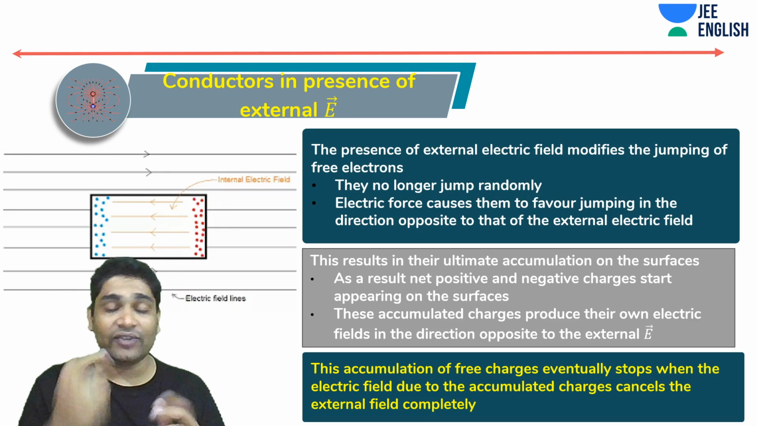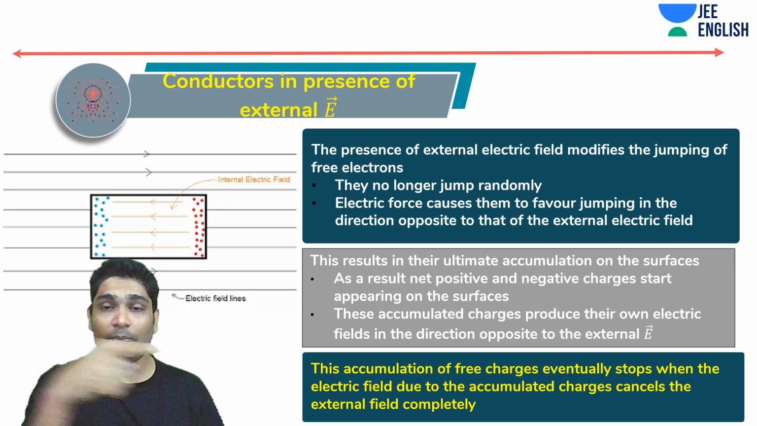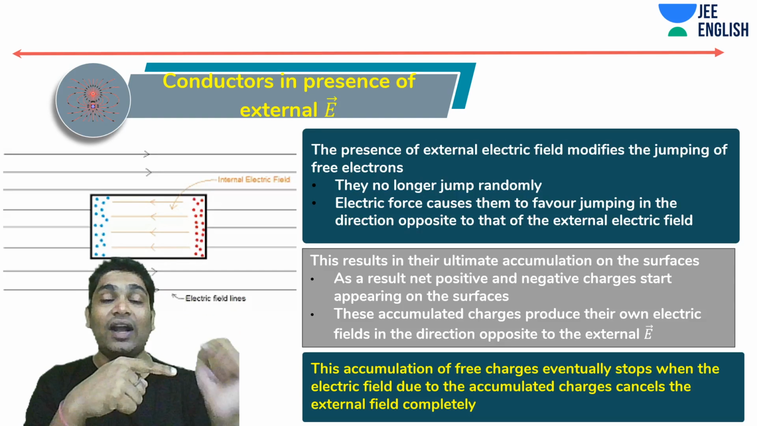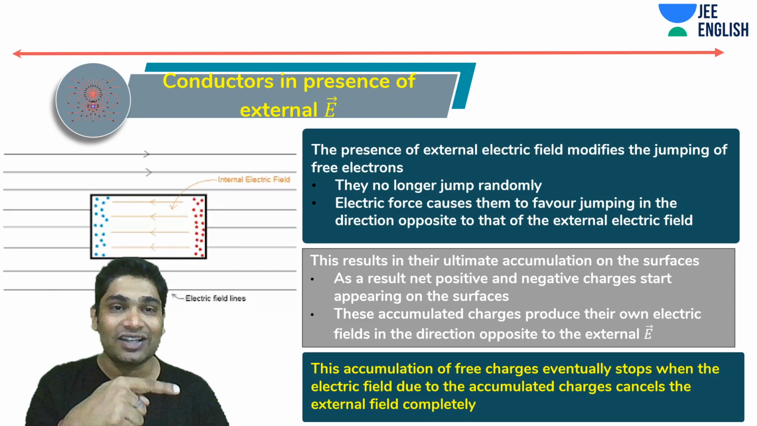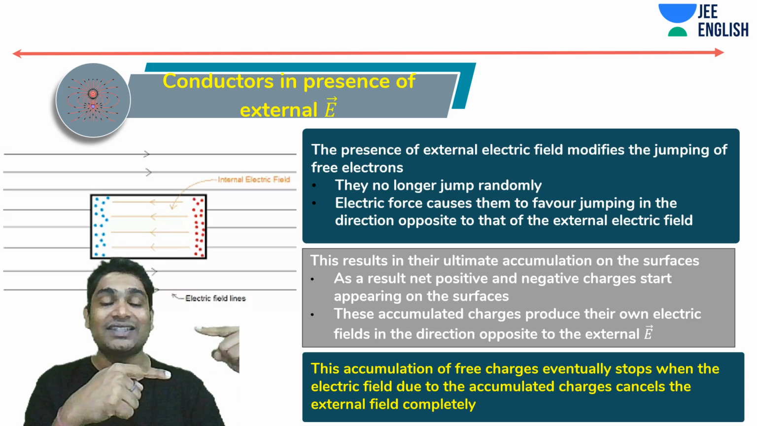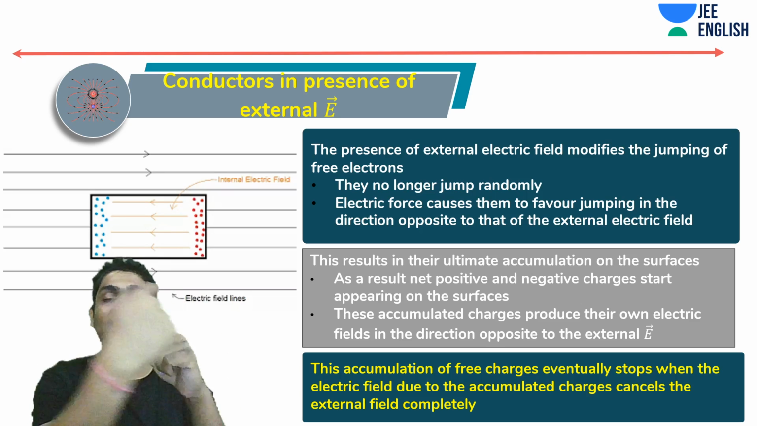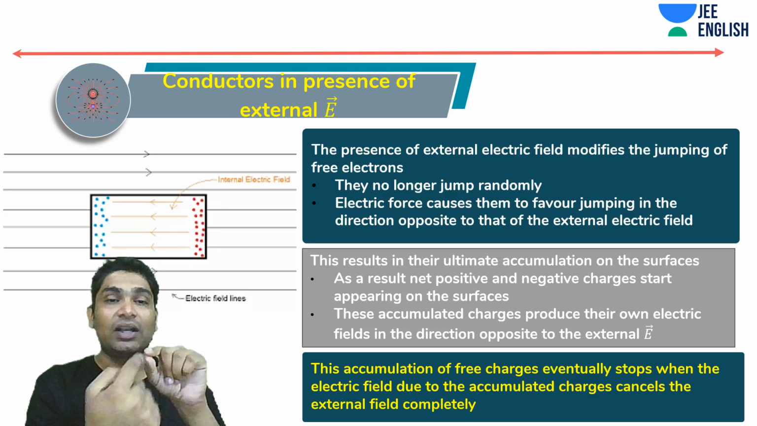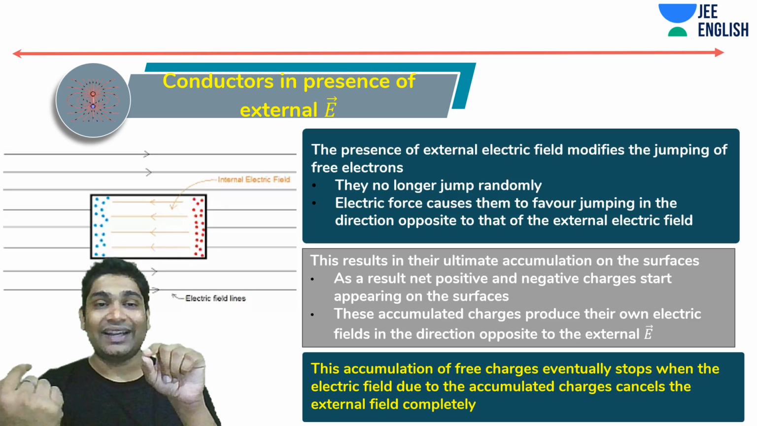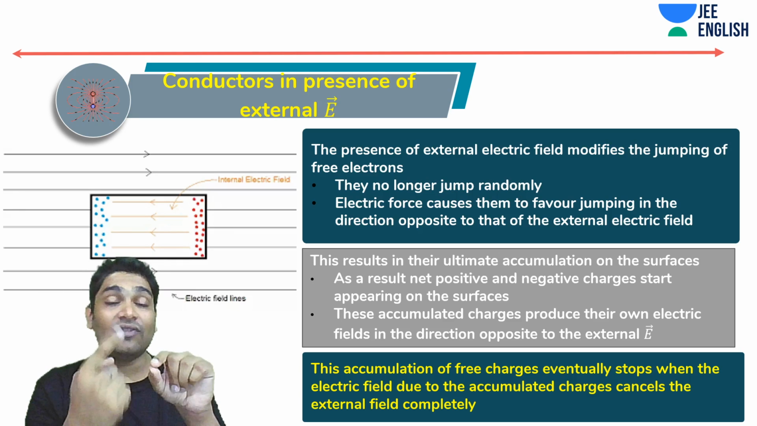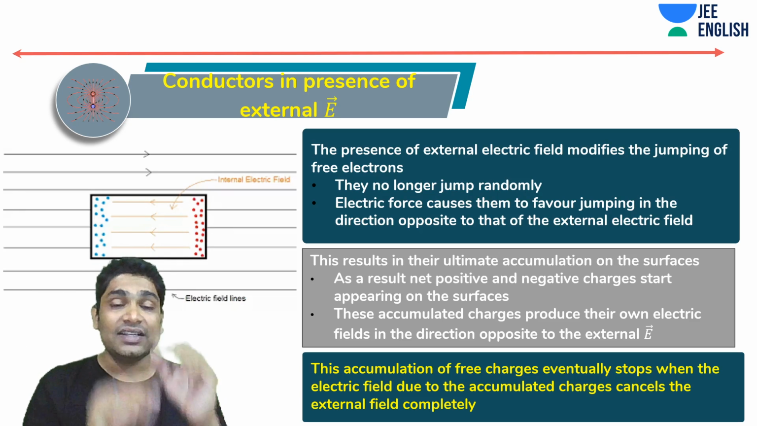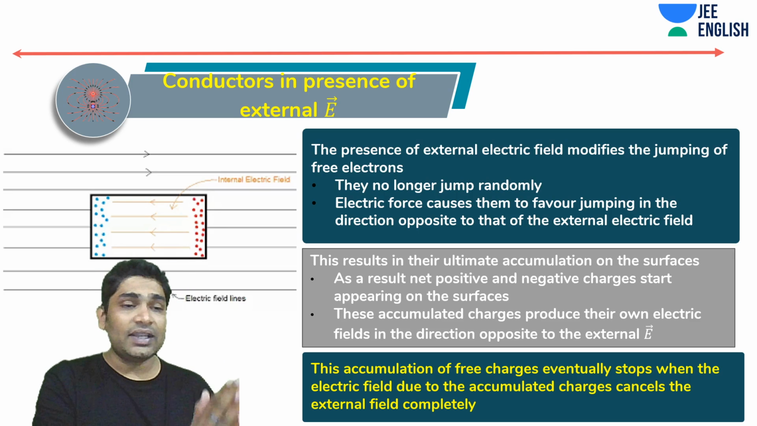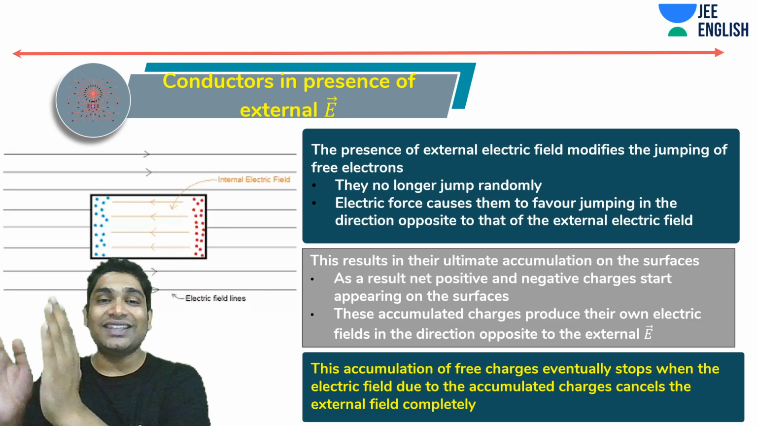Now what happens when this field is switched on? This field pointing in this direction will apply a force acting in this direction on free electrons. Why? Because electrons are negatively charged. So negatively charged electrons will feel a force in this direction. As a result, when an electron is revolving around one nucleus, the tendency of jumping to the other side becomes lesser and the tendency of jumping this side is much higher because of the additional force of the external electric field. As a result, the jumping is not random anymore. Now you see a net motion of free electrons in this direction.